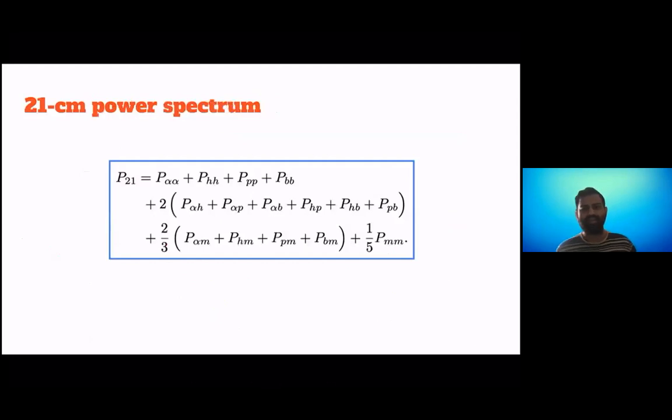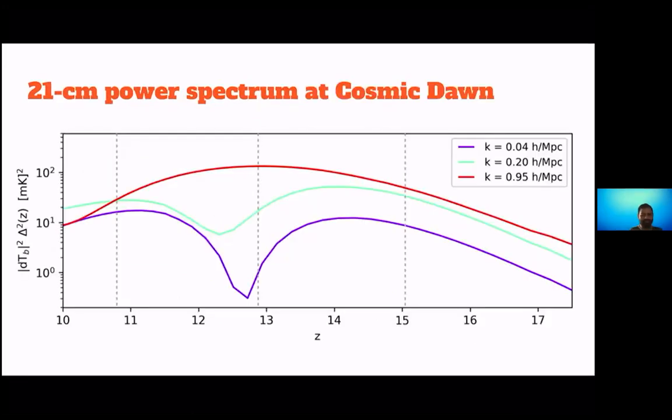Finally, we construct the 21 centimeter power spectrum from the power spectrum of each of the components, such as Lyman alpha coupling, heating, and distribution of baryons. This equation is derived by linearizing the brightness temperature equations. Each of these power spectra components can be derived using the Halo model. With our framework, we can reproduce the generic behavior of the 21 centimeter power spectrum at cosmic dawn.